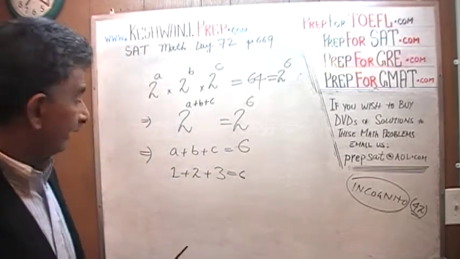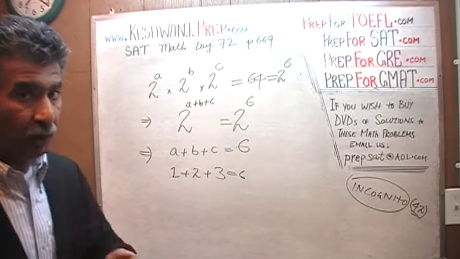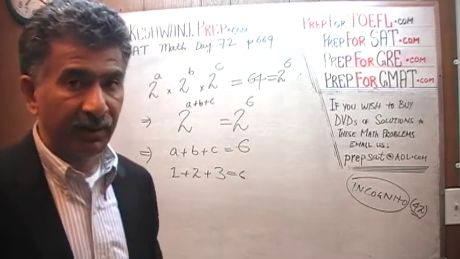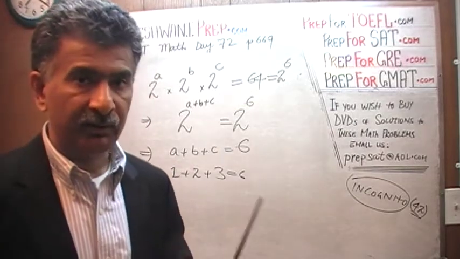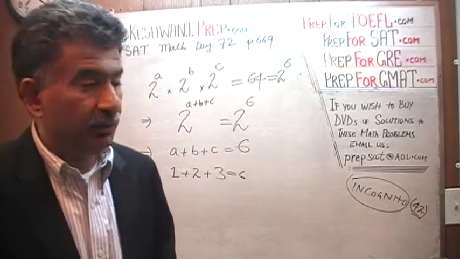Now, we're not claiming that a is equal to 1 and b is equal to 2 and c is equal to 3. There is no way we can tell that for sure. It doesn't matter. The point is, one of them is 1, the other one is 2, and the third one is 3. That's all it is. So now we can figure out the value that they're looking for.